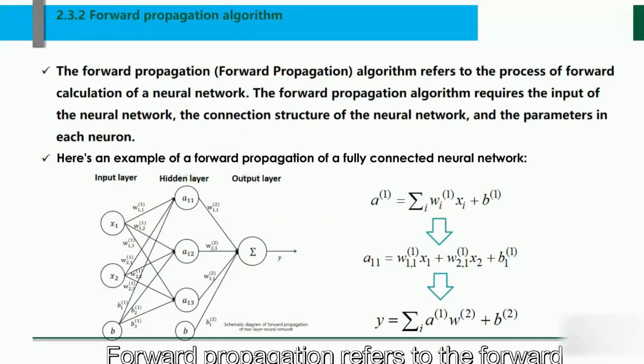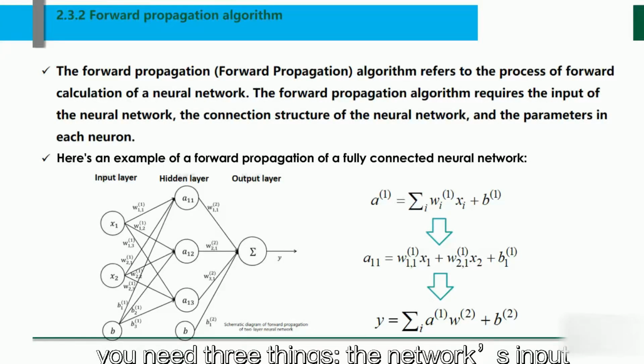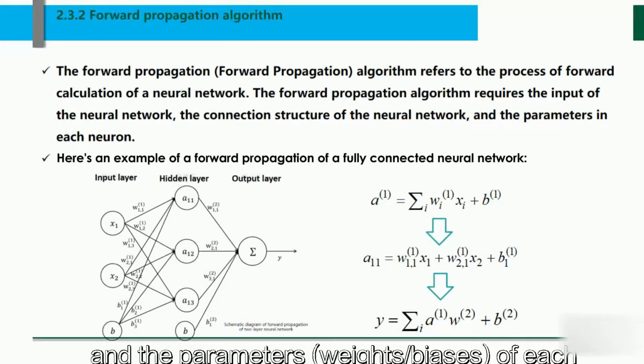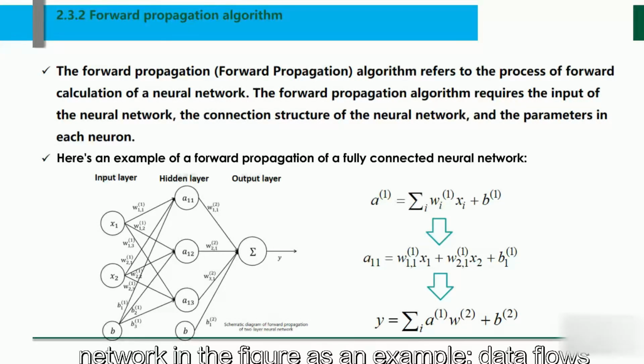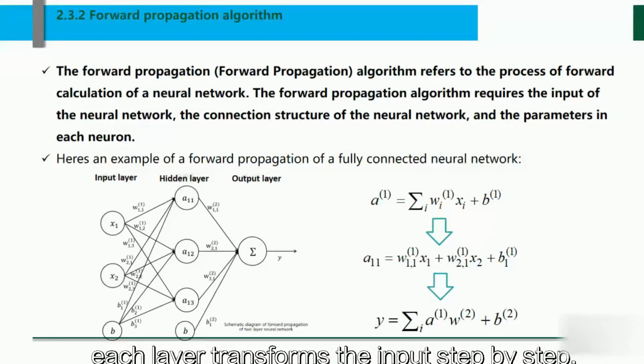Forward propagation refers to the forward calculation process of a neural network. To run it, you need 3 things: the network's input data, its connection structure, and the parameters, weights or biases, of each neuron. Take the 2-layer fully connected neural network in the figure as an example. Data flows from the input layer, through the hidden layer, after weight summation and activation, and finally to the output layer. The formulas on the slide, like A_1 equals the sum over i of W_1i times X_i, plus B_1, show how each layer transforms the input step by step.